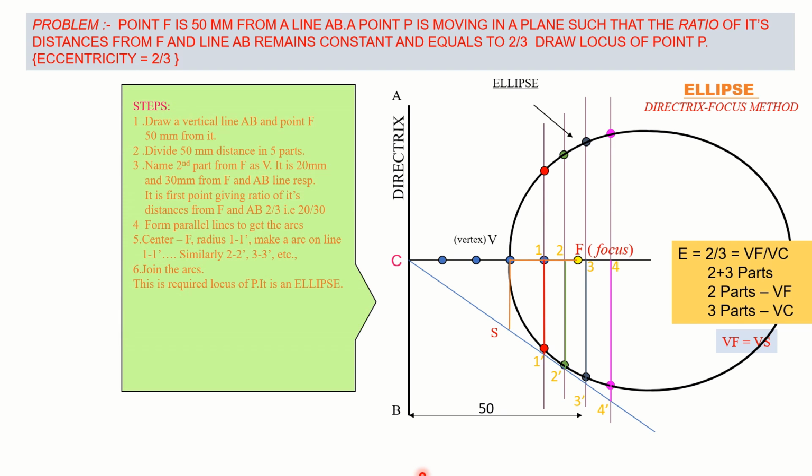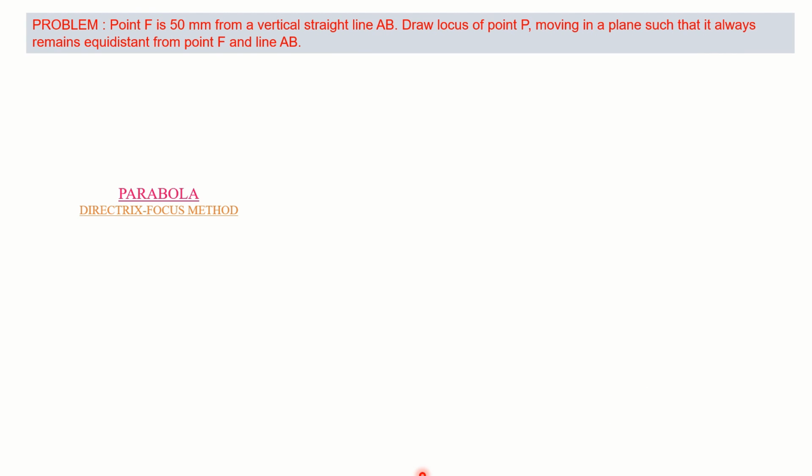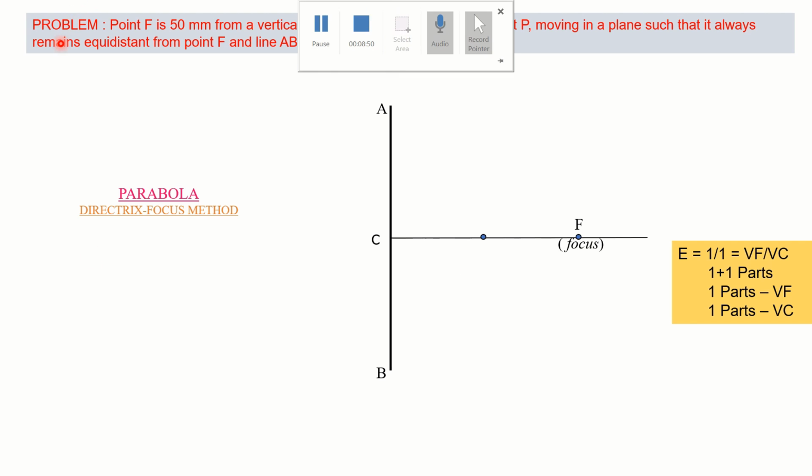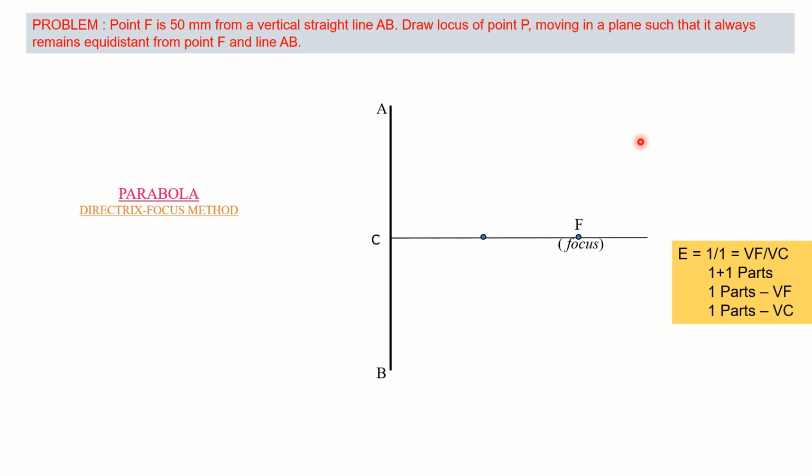The steps are given here. And then now we are going to draw a parabola, in which the focus is 50 mm from the directrix. As I said earlier, you need to draw the directrix line and then the center line. And then you need to fix the focus which is 50 mm away from the directrix. Now they have not given the eccentricity value, but you should know the eccentricity value for the parabola is 1.